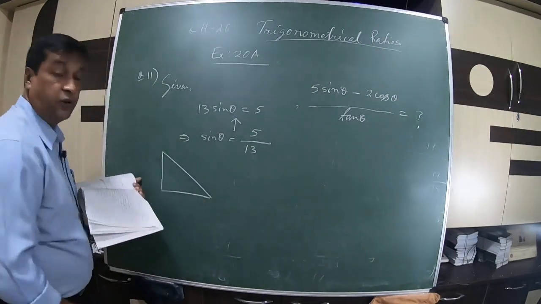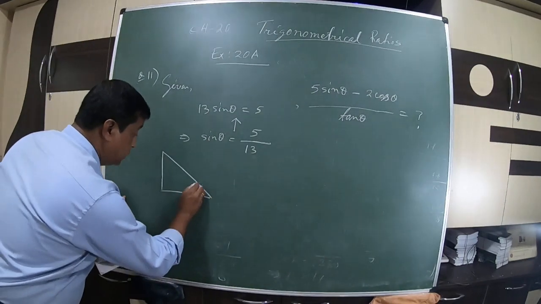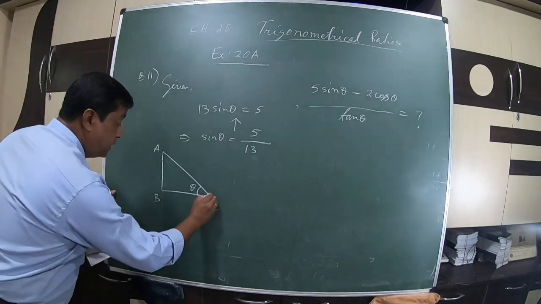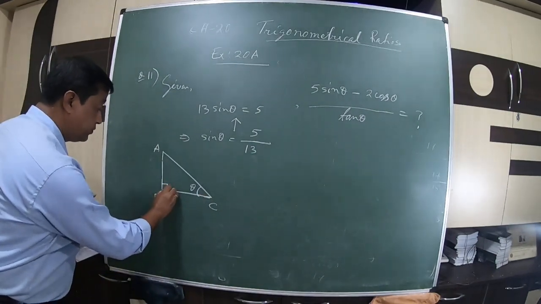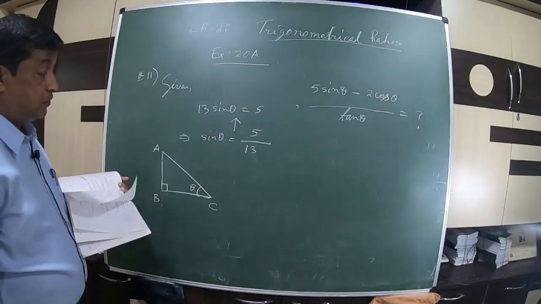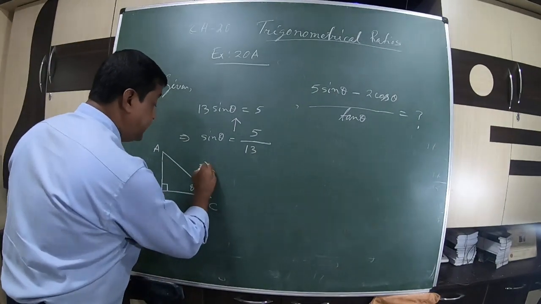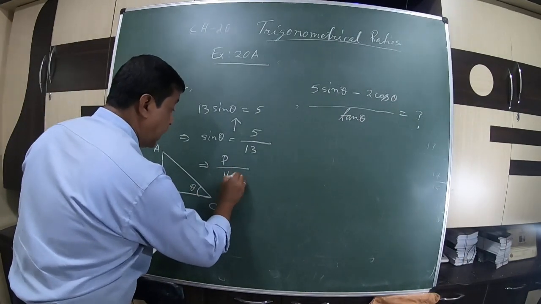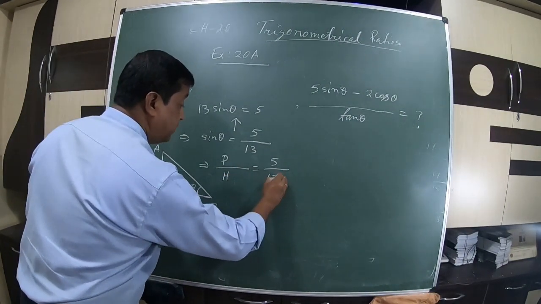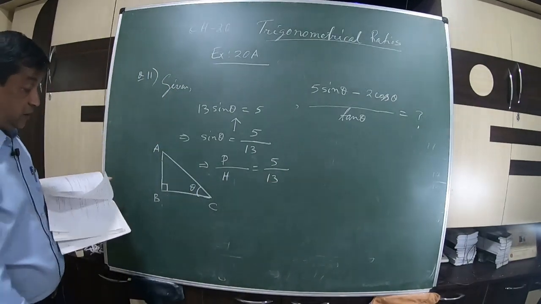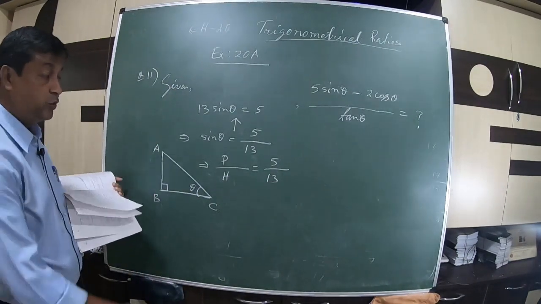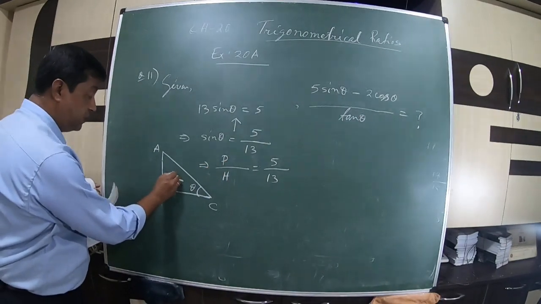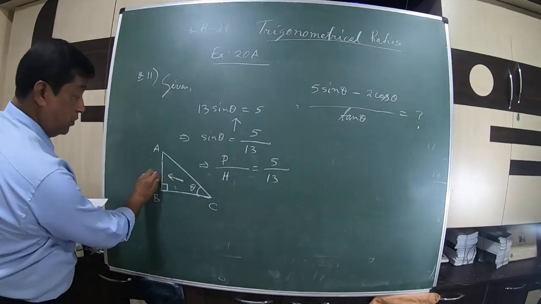Now if you draw the diagram, this angle will be theta. I will take this as A, B, C, and this is 90 degree. Now what is sin theta? That ratio is perpendicular by hypotenuse, that is 5 by 13. Now in this diagram, which will be the perpendicular? This will be the perpendicular, the side opposite to this angle theta. So this will be 5.